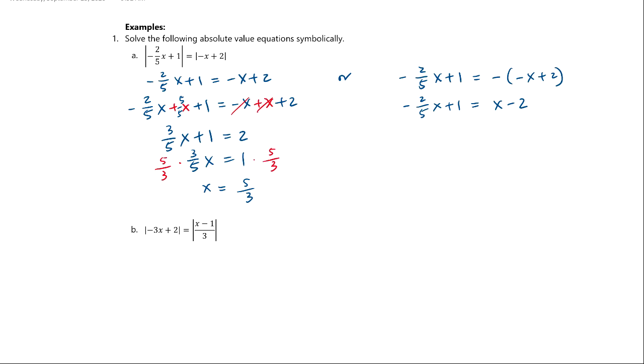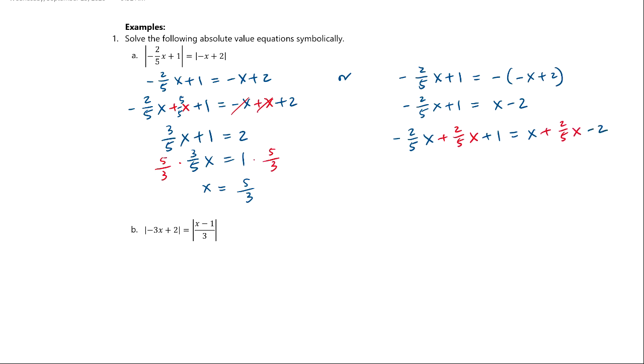And for the next procedure, it's going to be very similar to what we did, and I personally don't like to work with negative coefficients, so I'm going to add 2/5 x on both sides over here. And to get that, I would have negative 2/5 x plus 2/5 x plus 1. And that's equal to x plus 2/5 x minus 2.